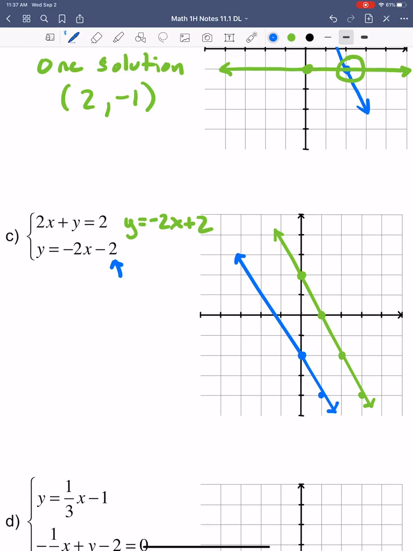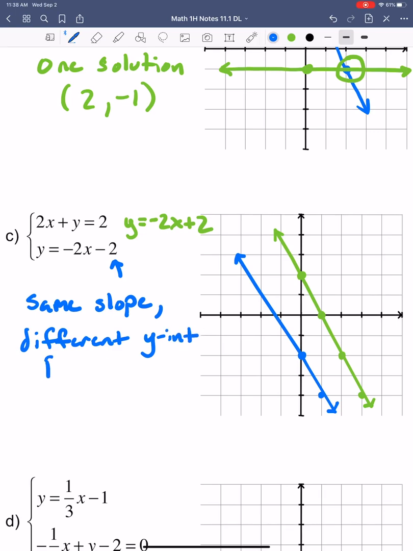So notice the slope for both of them. I'm going to write it down here. Same slope is negative 2, right? They have the same slope, but they have different y-intercepts, which means that they are parallel, which means we have no solution.